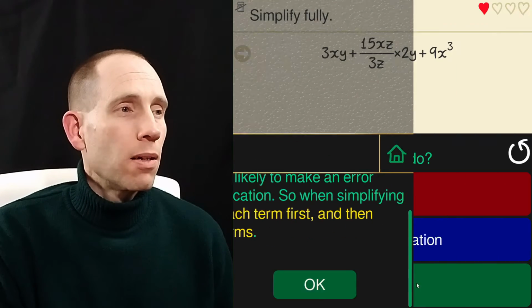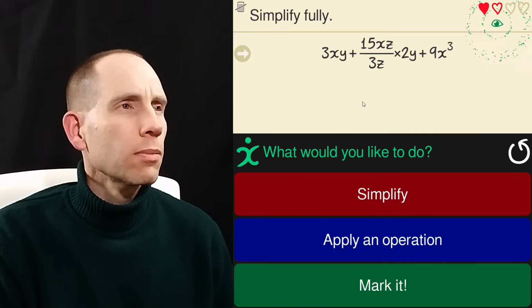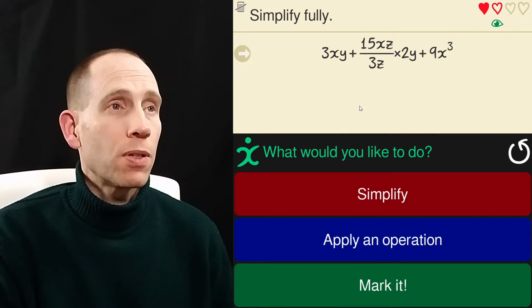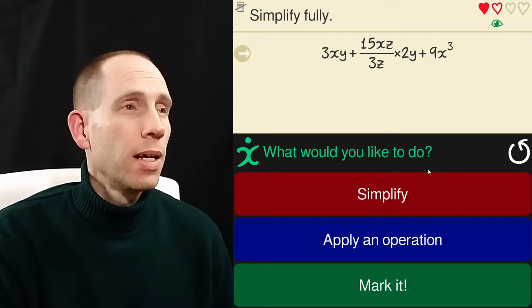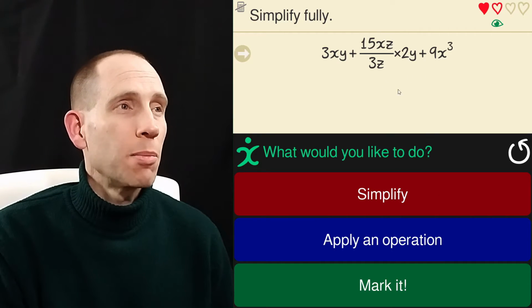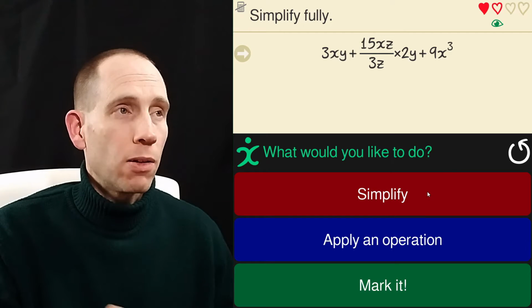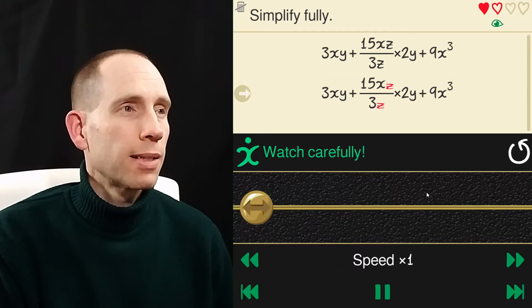Okay, so let's start the topic. Here we go. So we're going to fully simplify first. This is in show me mode, so if I press simplify, it's going to show me how to do this one. So I think it's going to simplify this big term in the middle first, and then look for any like terms that can be collected.